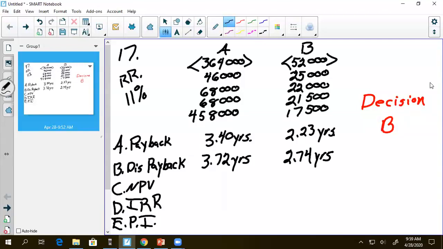So based on discounted payback, which project would we take? B. Okay. And for the same reason, right? Yeah. Okay. Now, net present value at 11%. What's the net present value of project A? I got 84,051 and 57 cents. Okay. Very good. Anybody got it for project B?